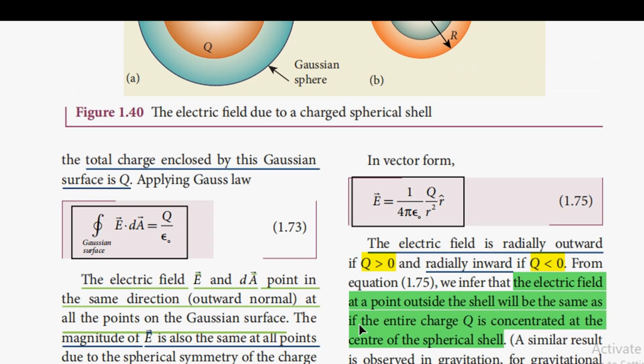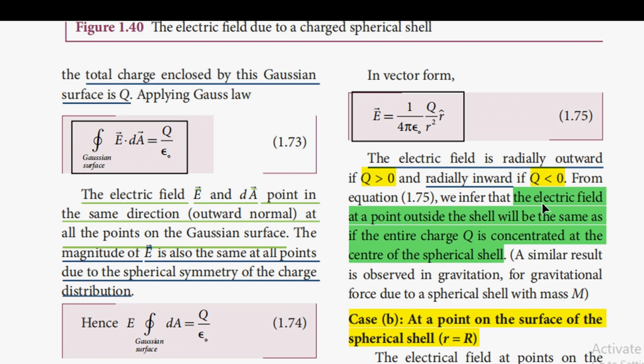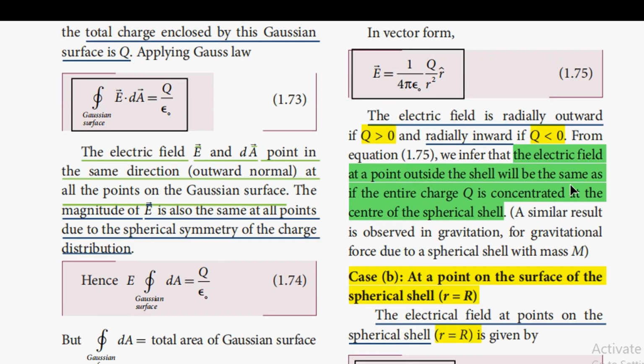Next, in vector form, this same equation can be written as E vector equal to 1 by 4 pi epsilon naught Q by r squared r cap. The electric field is radially outward if Q is greater than 0 and radially inward if Q is less than 0. From equation 1.75, we infer that the electric field at a point outside the shell will be the same as if the entire charge Q is concentrated at the center of the spherical shell.